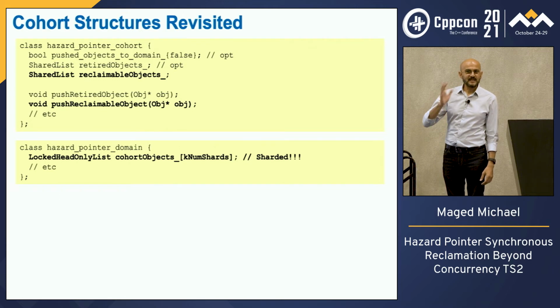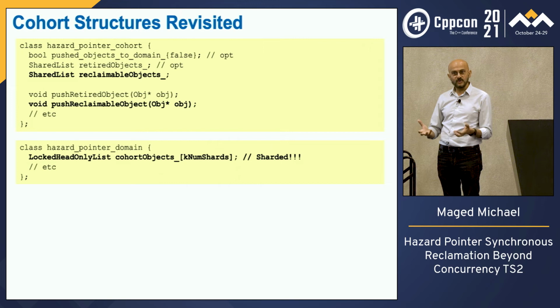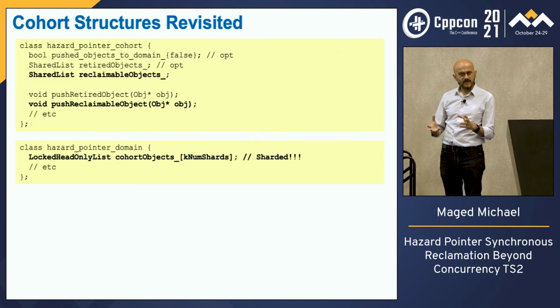Can you speak up? Is there a scheme to decide which retired objects go into which cohort? Is there like some key or something? Right. So the question is, is there some way to identify the cohort from the object? So I have a retired object. Is there a way to figure out which cohort it goes to? Is there a bunch of cohorts?